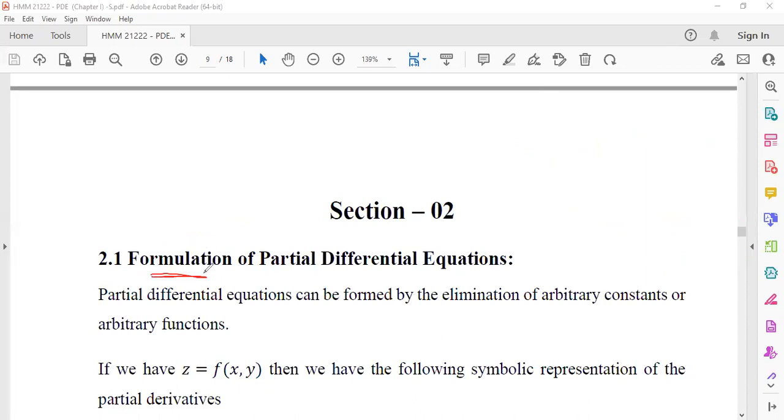So what do you think? Formulation of PDE. In the elementary differential equation, what have we done? Do you remember? To form a differential equation, what have we done? Can you answer me? In the EDE sections, to formulate the differential equation, we followed one procedure. What do you call it?